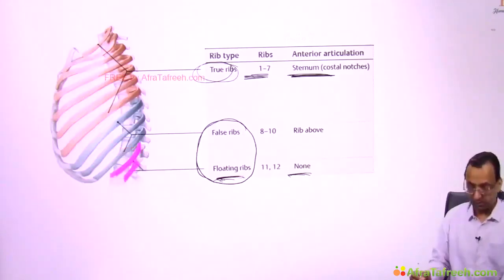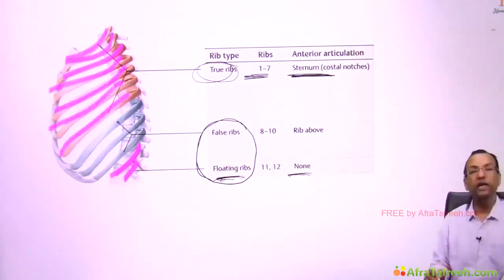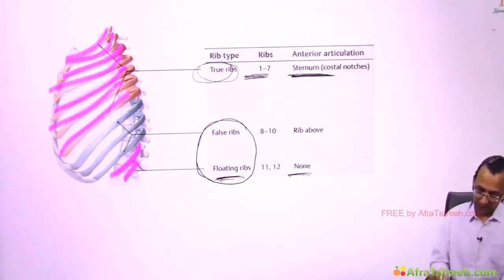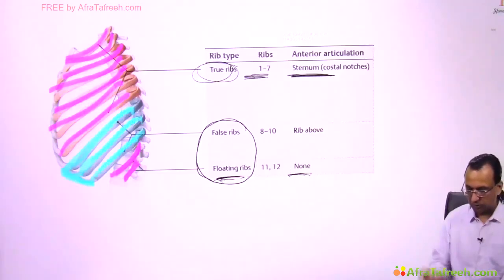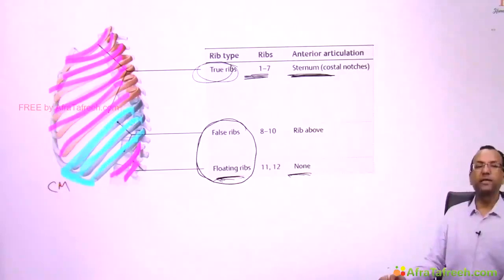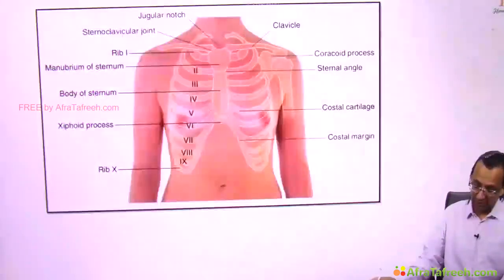Yes, 11 and 12. And ribs number 1, 2, 3, 4, 5, 6, 7 attach to the sternum directly. And what about rib numbers 8, 9 and 10? They are attaching to the costal margin. This is the costal margin. Now this is some basic idea. Let's go further into the details.